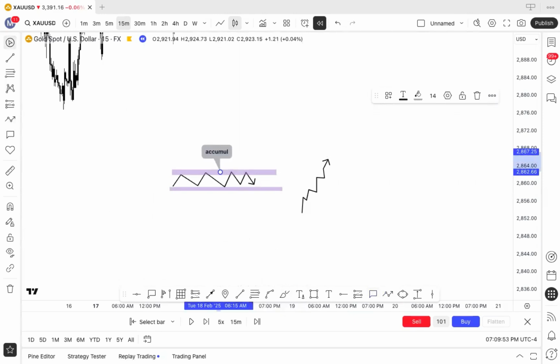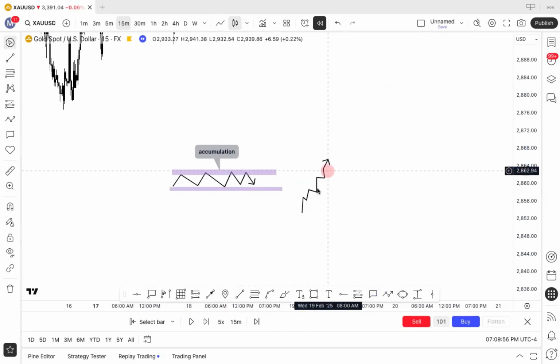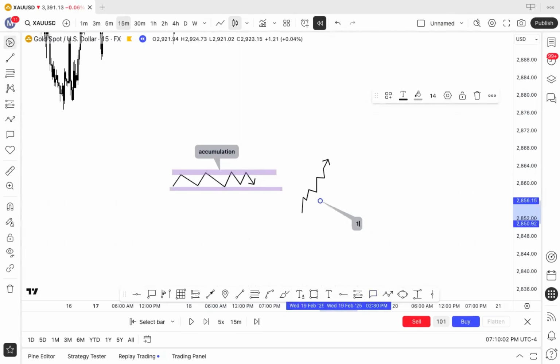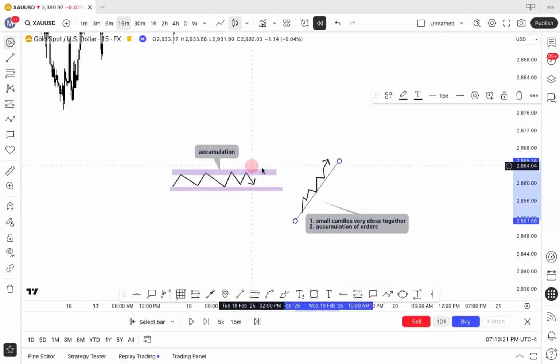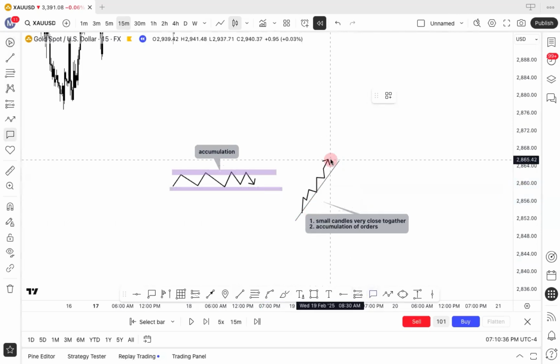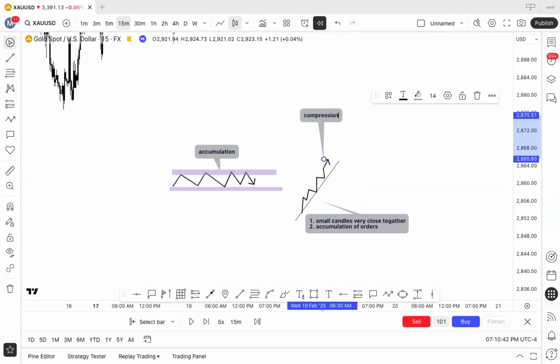So I like to look at compression as two things, okay? One, small candles very close together. Two, compression is also accumulation of orders. So once you guys agree that compression is literally the exact same as what we're looking at here, we are accumulating so many orders that the candlesticks are so close together. And this is why I call this compression, right? We are compressed, right?